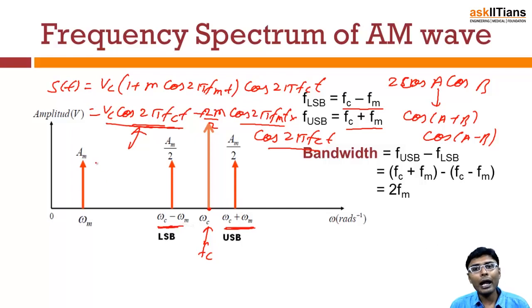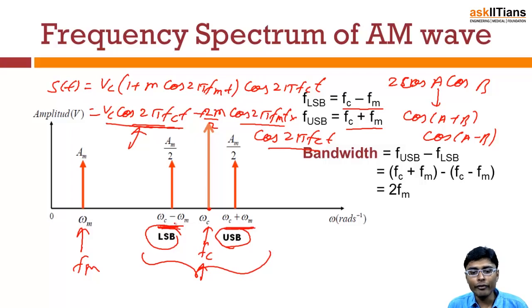Actually, we were having a modulating signal of frequency fm and a carrier signal of frequency fc. After modulation, what we see in the spectrum is two additional components: one at fc plus fm, called the upper sideband, and another at fc minus fm, called the lower sideband. So basically the frequency band of an AM wave consists of the lower sideband, the upper sideband, and the carrier frequency.